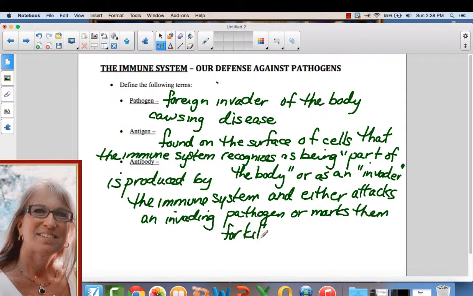So some antibodies will outright attack the pathogen and kill it, deactivate it, or mark it for another type of cell to come along and get rid of it.